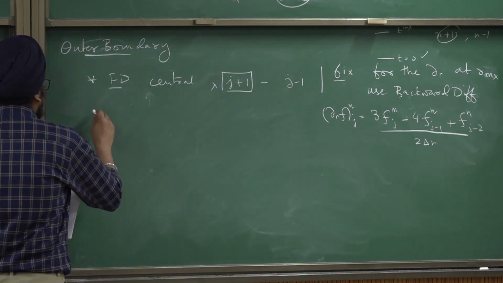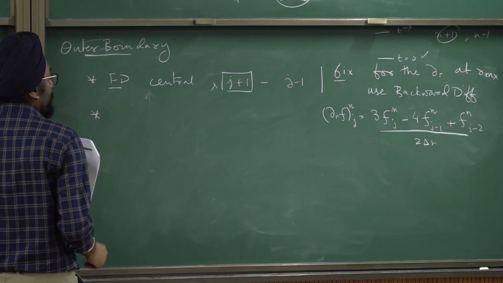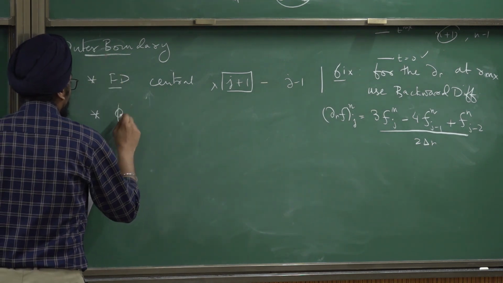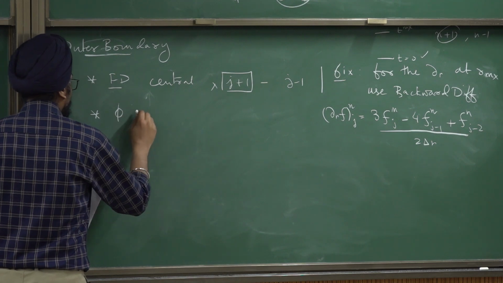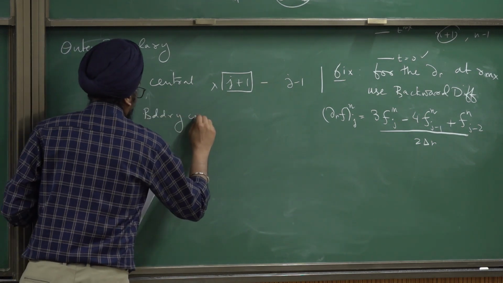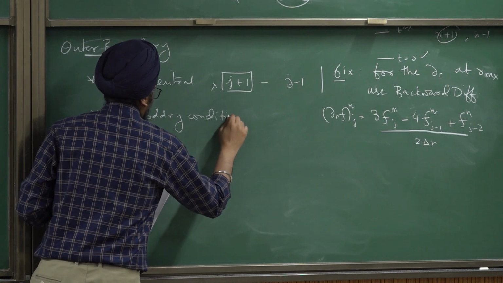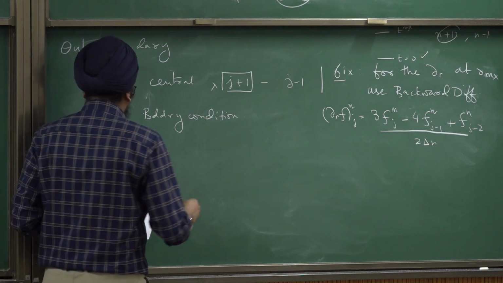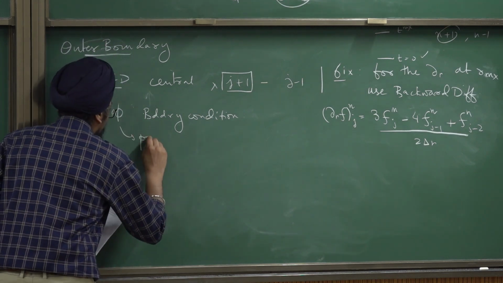Now you need some boundary conditions on the scalar field, for example the phi boundary condition. The boundary condition is simply that whatever field we have, we just take it that it propagates.